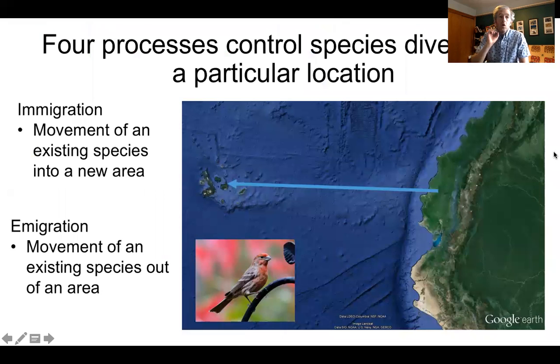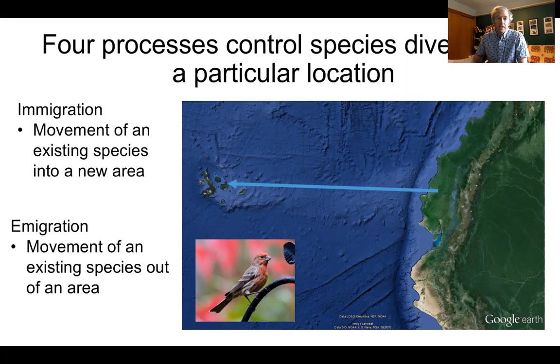Okay, so there's four processes that control species diversity in a particular location. In the short term, what we call ecological time, which is often defined as the life cycle of a single generation, so within a single animal's lifetime, there are two processes that control biodiversity. These are immigration, which is the movement of an existing species, so a species that already exists somewhere on the planet, into a new area, and then emigration, which is the movement of an existing species out of an area.